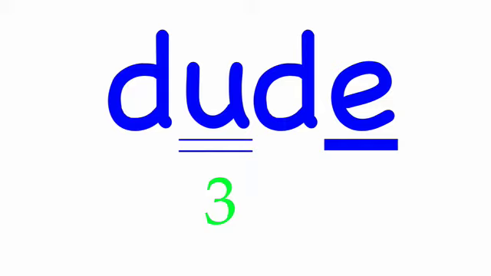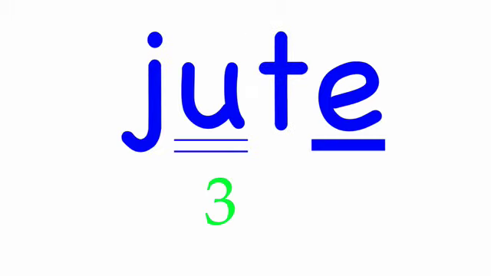Row 2. Jute. Jute. Jute is a kind of rope that is made from hemp. Jute. And it has 3 sounds. J, U, T. Jute. Here U is representing its second long sound.